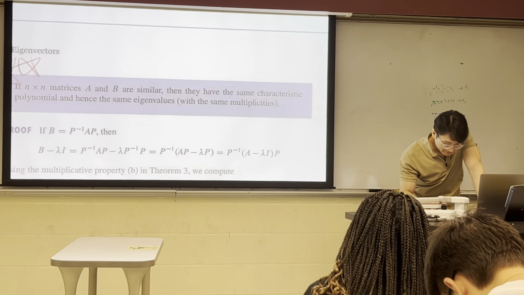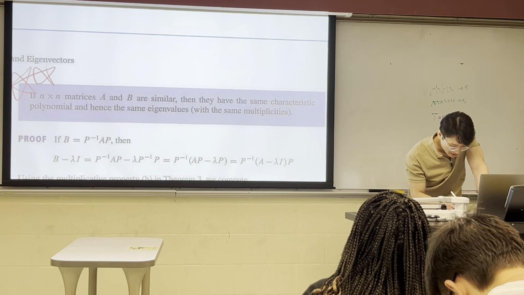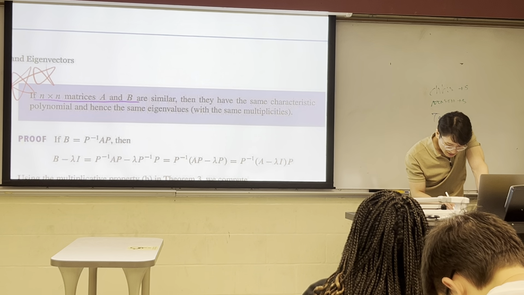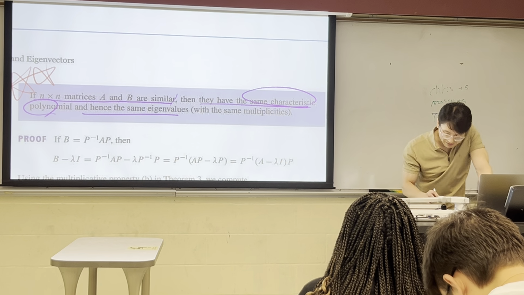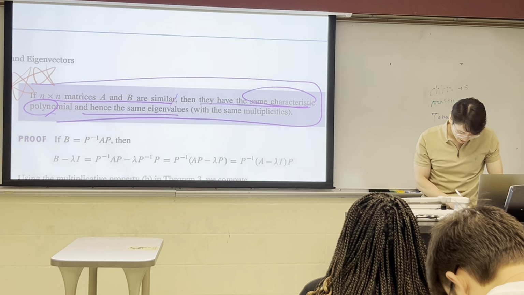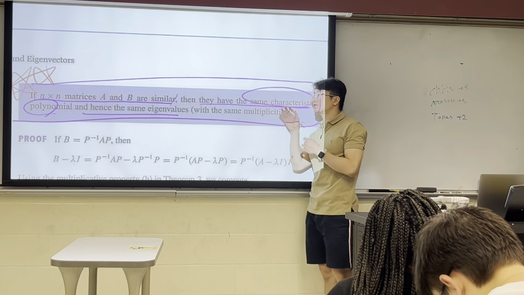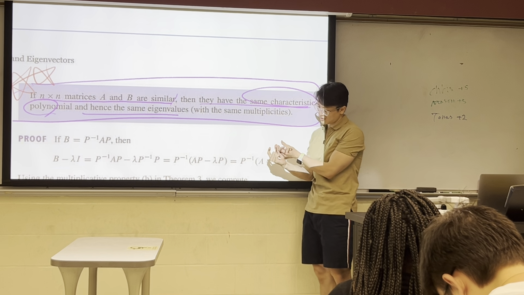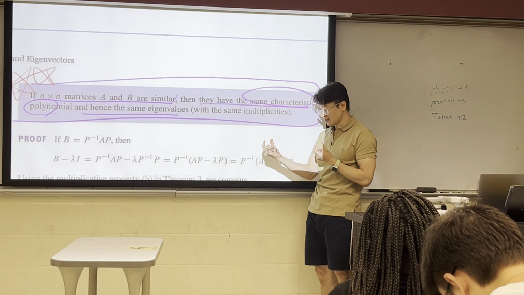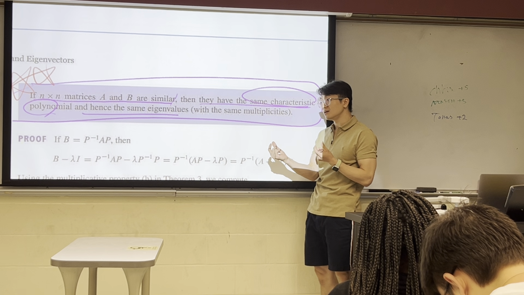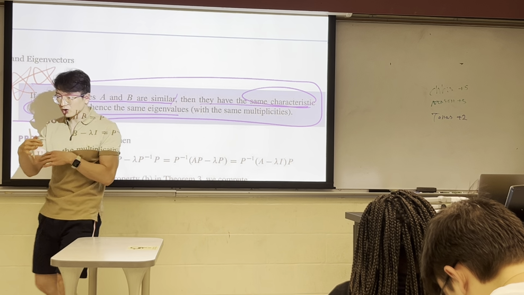Okay, so let's just read the fact and then I'll explain what this means. If n by n matrices A, B are similar, then they have the same characteristic polynomial, hence they have the same eigenvalues. And this is so important. This is the reason why we try to construct a single matrix and then perform the same calculation with lower cost.